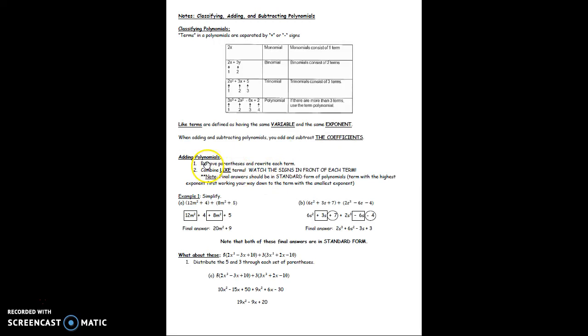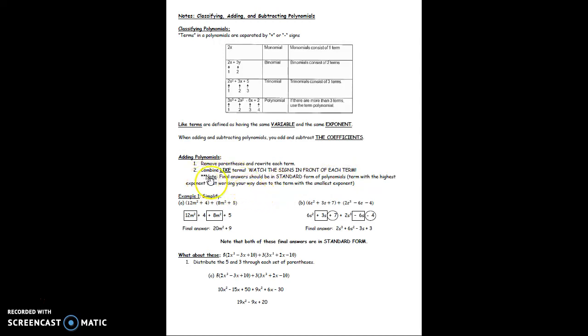So let's look at adding polynomials. When you have 2 sets of polynomials that are being added together, you can just remove the parentheses and completely rewrite it without those parentheses. Then you're going to go through and you're going to combine like terms, just like we've dealt with before. Okay? Be careful to watch the signs that are in the front of each of the terms. Okay? It's very important what sign is in front of the term. That's the one that's connected to it.